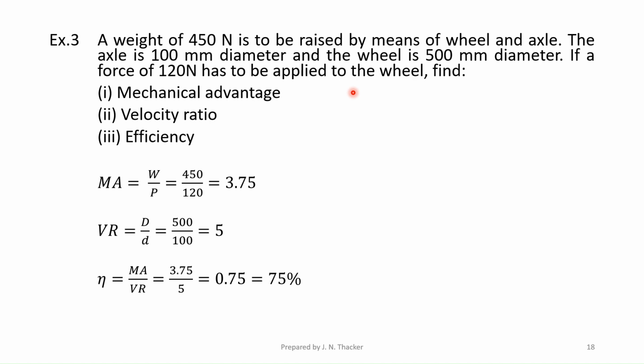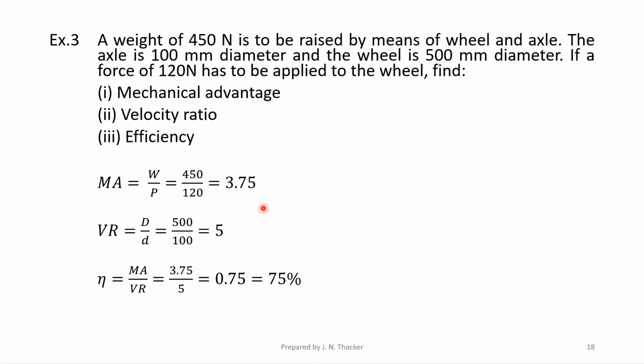Right, this is very simple example, but it was asked in 7 marks in GTO exam. Okay, for 7 marks. Now here, weight is given simply, W is 450. If a force of 120 Newton has to be applied, means this is our effort. 120 Newton effort lifted 450 Newton load. So this is W, this is P. So MA, mechanical advantage, can be simply calculated by W by P, that is 450 by 120, 3.75.